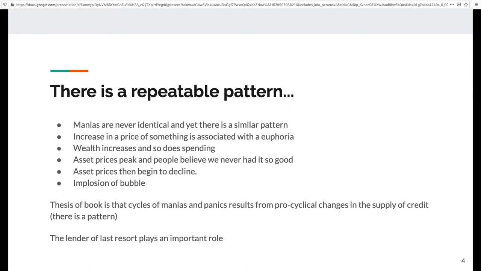As the asset is increasing in price, the wealth increases. Because your wealth increases, your spending increases because you're like, hey, I'm a richer person. Then at some point, that asset that was increasing in price reaches its top level. And then people are like, you know, it's never been as good as it is right now. And then something happens. Something happens that causes a pause, changes the psychology and the sentiment of people towards that asset, and then it begins to decline. And then the bubble bursts.